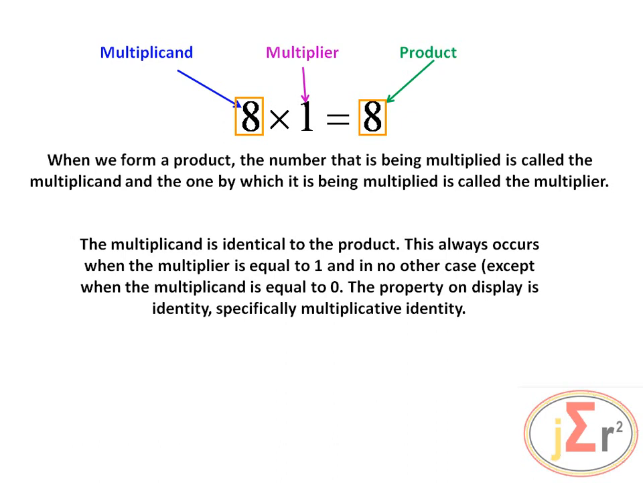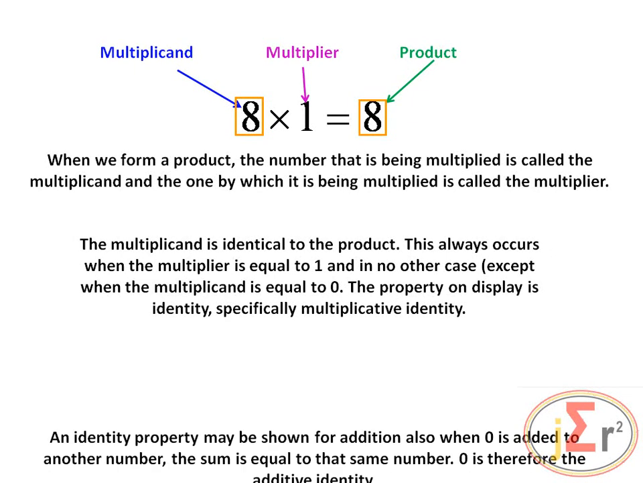The property on display is identity, specifically multiplicative identity. So we are talking about the multiplicative identity, and that is what we are displaying here. Because the multiplier is 1, the multiplicand and the product are identically equal to each other. And of course, the property on display here is identity.